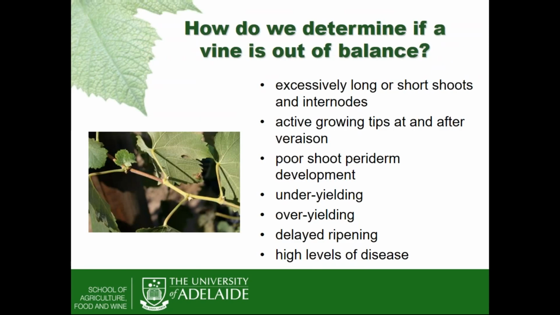There are many ways we can measure or look at vine balance. I'm sure we've all been in a vineyard and commented on whether we thought the vines were balanced or not, just looking at things like the ones that are listed here. So maybe internode length, were they too long or too short, if there is still growth after veraison, if there were green shoots, too much crop, and so on. Clearly these are all too subjective and just visual assessments.